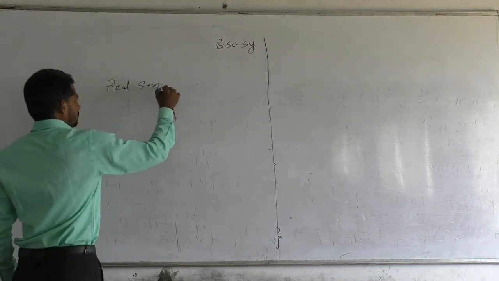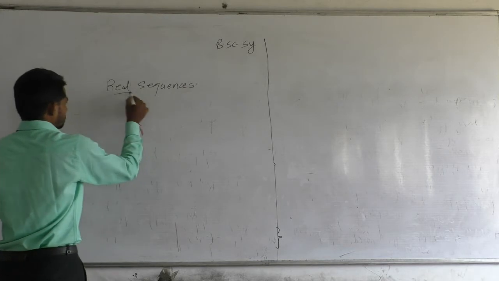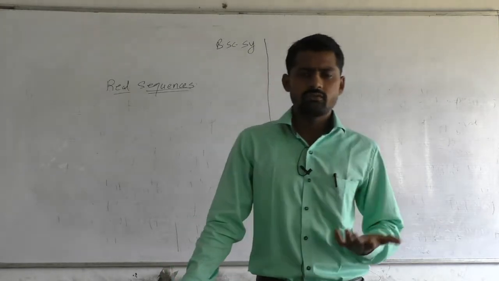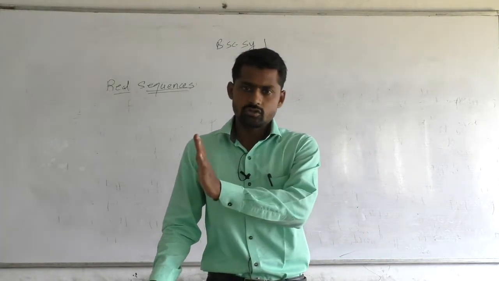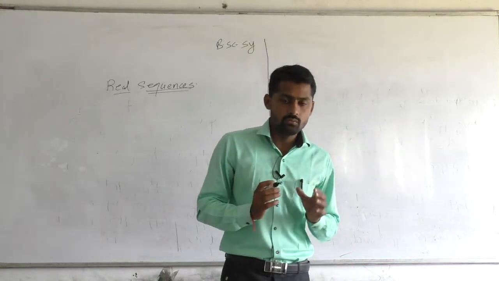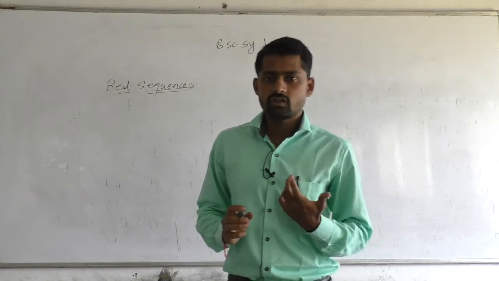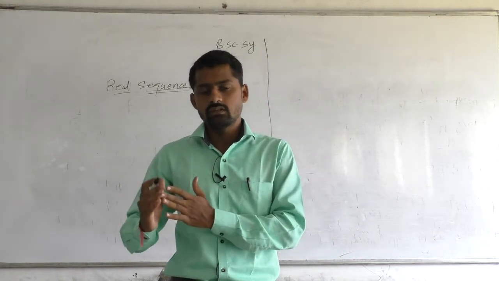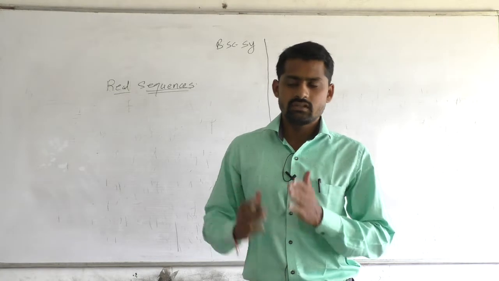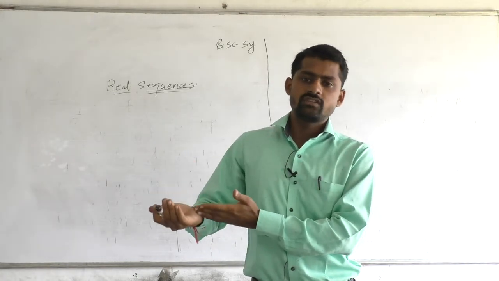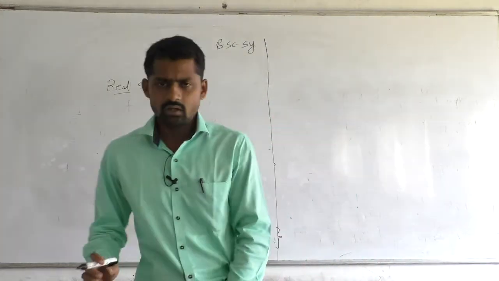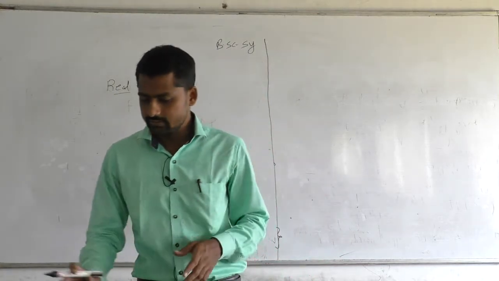Real sequences. A sequence is a function from the set of natural numbers to real numbers. So today we are going to discuss one new function whose domain is fixed, whose domain is the set of natural numbers and codomain is a set of real numbers. If the codomain is a set of real numbers, then we can say that this sequence is a real sequence, and if the codomain is the set of complex numbers, then it is a complex sequence. But in real analysis, we are discussing only real sequences.